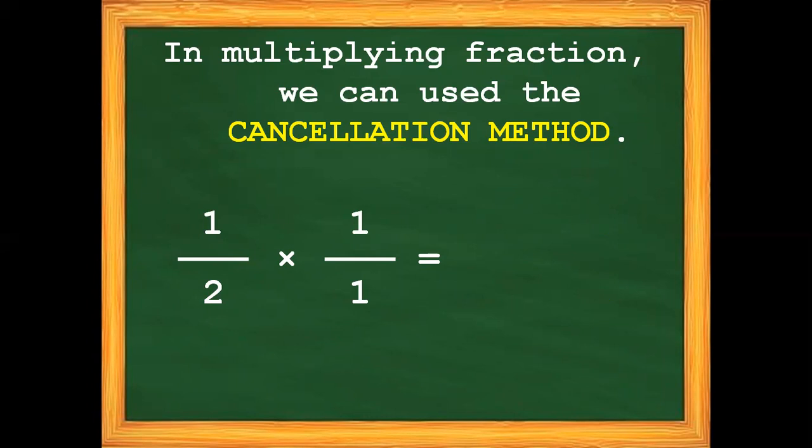So let's multiply the numerator. So 1 times 1 will give us 1. And 2 times 1 will give us 2. So the answer is 1 half.